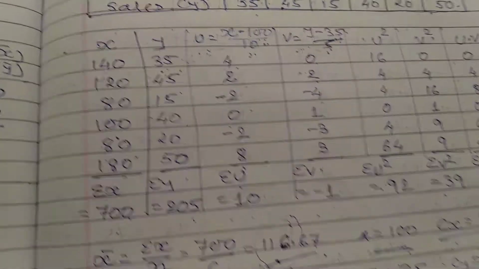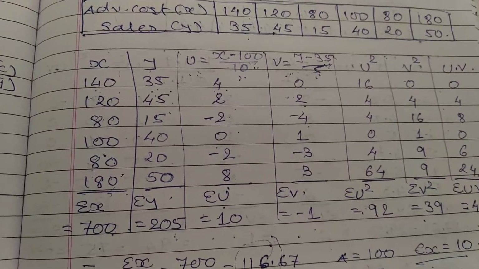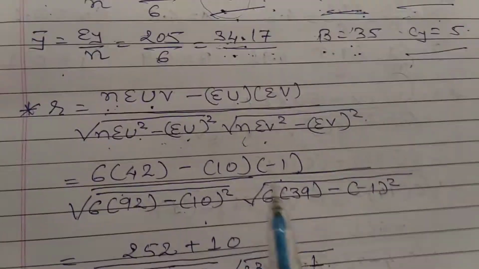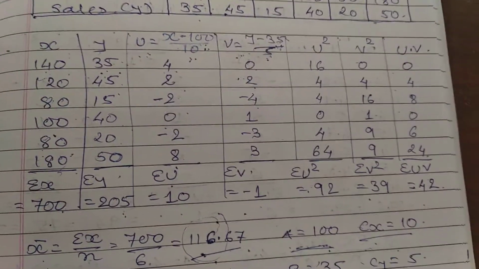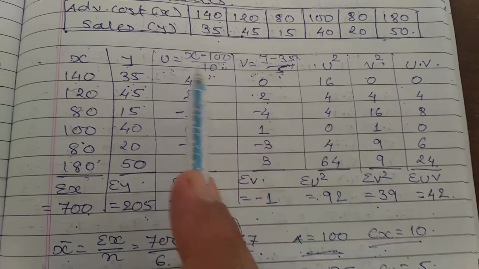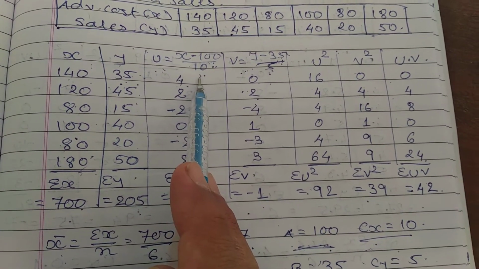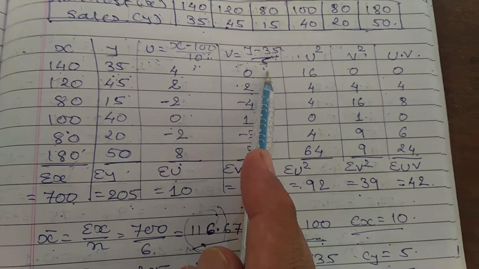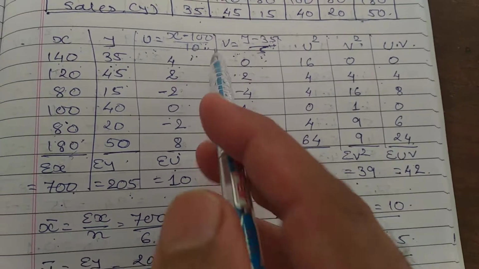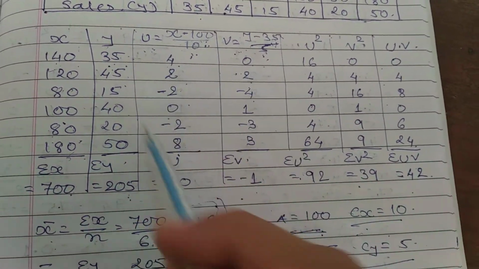If the values are big and common elements are also there, that's why we use such a formula of uv, to make your sum easier and shorter. The division was made by 10 and 5. Common element of x, that is cx. Common element of y, that is cy. By using this common element, the sum gets smaller and shorter.